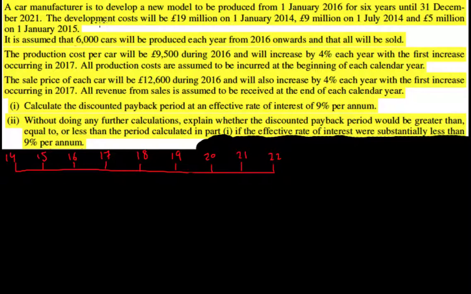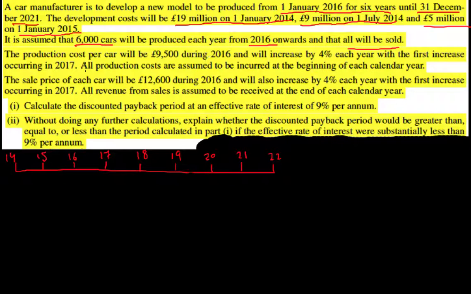Let's have a look at another exam question. A car manufacturer is to develop a new model to be produced from the 1st of January 2016 for 6 years until the 31st of December 2021. The development cost will be 19 million on the 1st of January 2014. It's going to cost 9 million on the 1st of July 2014 again, and then 5 million on the 1st of January 2015. 6,000 cars are going to be produced from 2016 onwards.